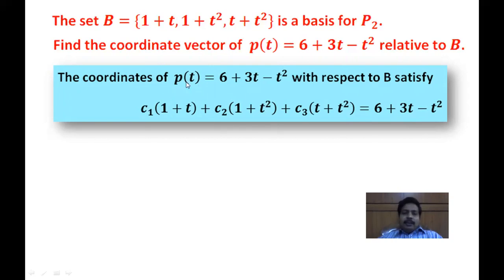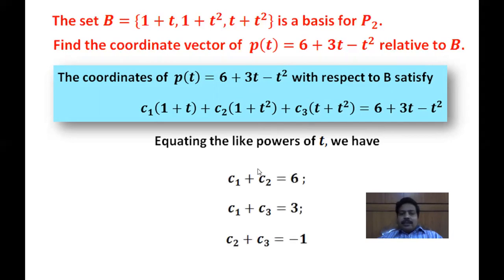Now these C1, C2, C3 are unique, since it is given that 1 plus t, 1 plus t square and t plus t square is the basis. We need to find the values of C1, C2 and C3. By equating the like powers of t, we'll get three equations. By equating the constant term, we get C1 plus C2 is equal to 6. Similarly, equating the terms of t, C1 plus C3 is equal to 3. By equating the t square terms on both sides, we get C2 plus C3 is equal to minus 1.